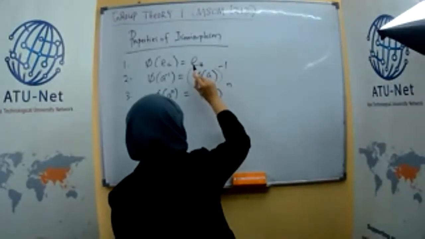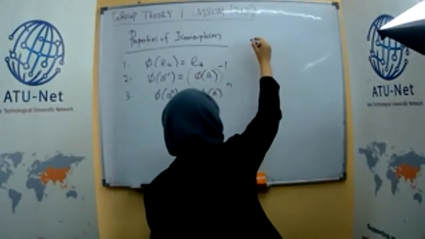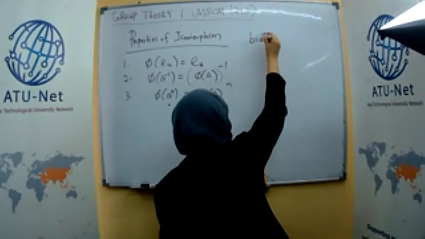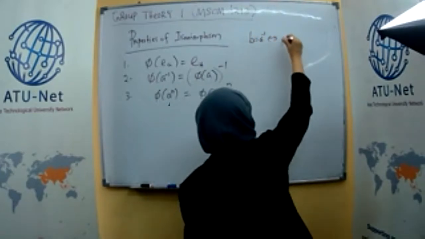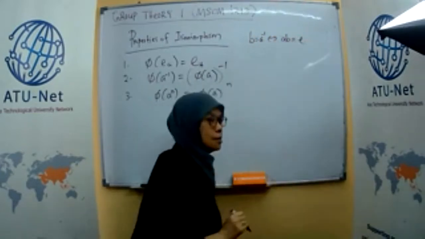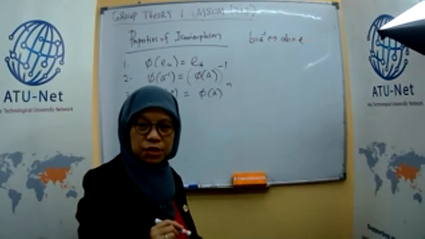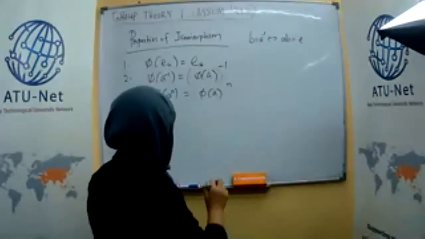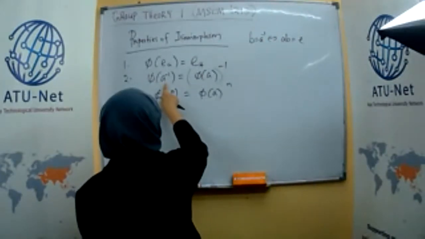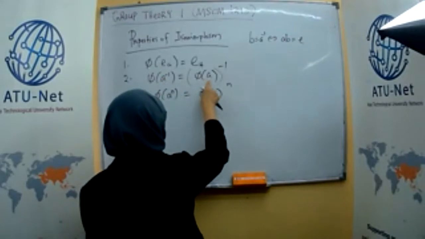You can try proof number one. Let me prove this. You know B is A inverse if and only if AB is E, right? That is the definition of the inverse. Now we want to show that this is this inverse.